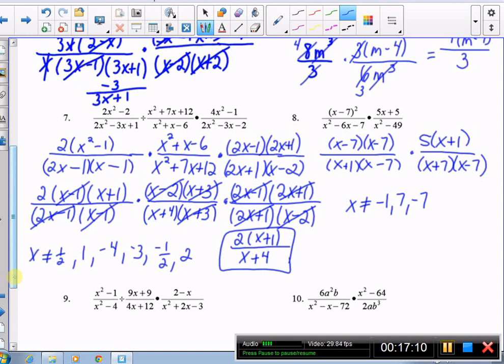And then cancel away. Now, if you've got two of the same factors in the denominator, they do not simplify. It has to be one from the numerator and one from the denominator. So the x minus 7's go, the x plus 1's. Looks like your final answer is 5 over x plus 7.